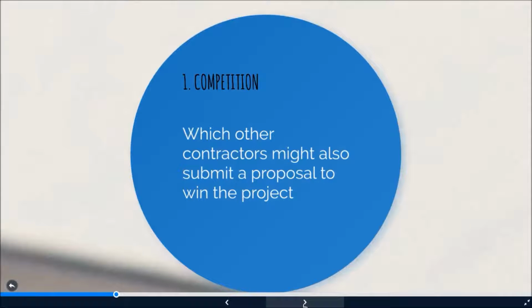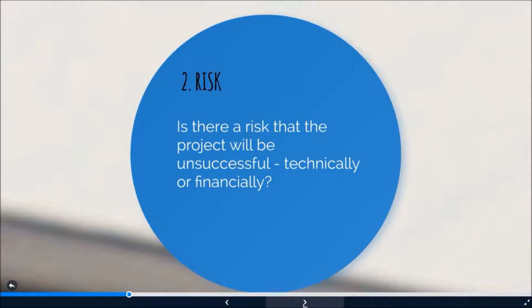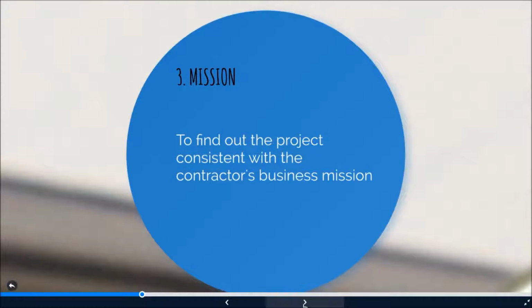Okay, so here, do any of these contractors have a competitive advantage because of either pre-RFP marketing efforts or their previous work for or reputation with the customer? Okay, the second one is risk. Is there a risk that the project will be unsuccessful either technically or financially? Does the customer want the contractor to submit a proposal based on a fixed price contract for a project that involves research and development?